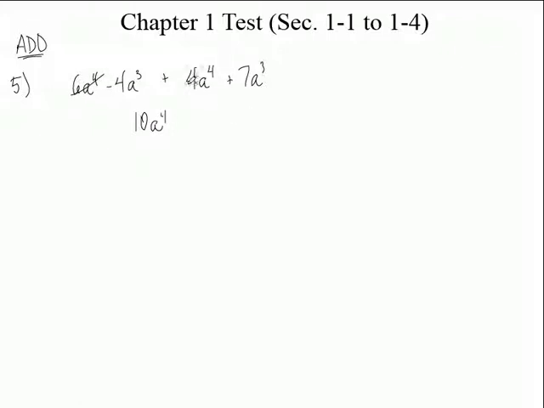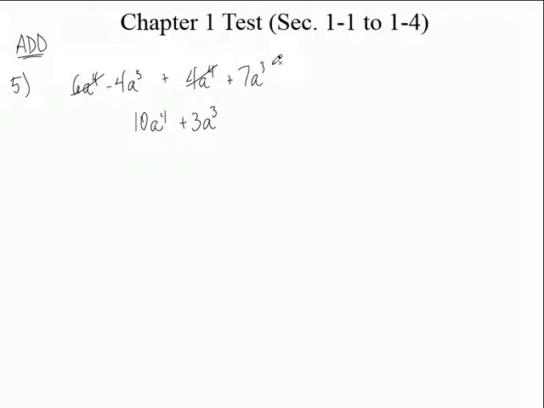Alright, so I'm done with those. I've added those together. So look at the next one. This is negative 4a cubed. This is also a cubed. So I just add the coefficients and I keep the term the same. So it's negative 4 plus 7, which is positive 3. And then my term is a cubed.